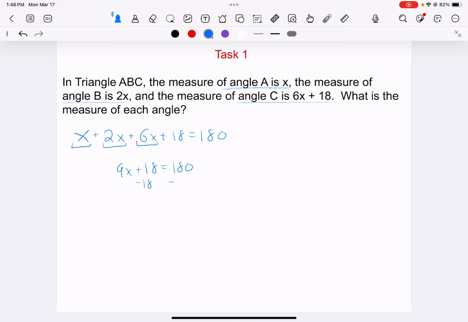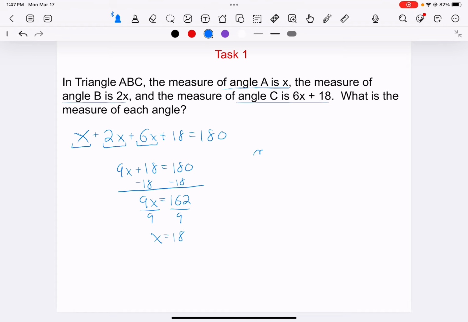I'm going to subtract 18 from each side. I'm left with 9x is equal to 162. Divide both sides by 9, and I'm left with x is equal to 18. Now I have to make sure that I actually answer the question, because the problem is asking for the measure of each angle in the triangle.